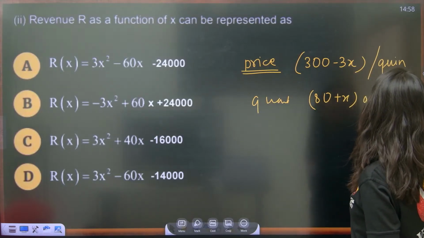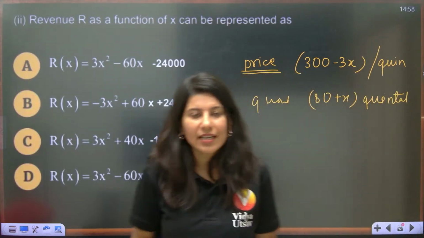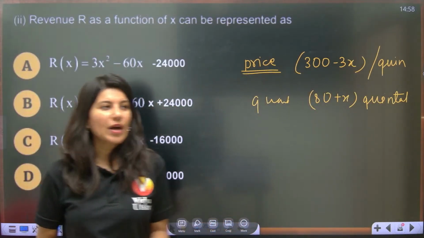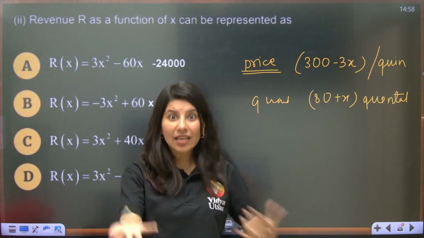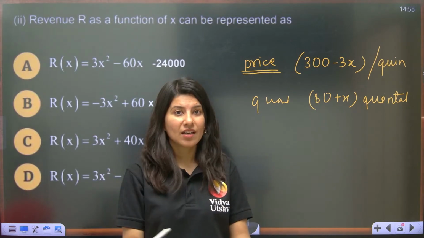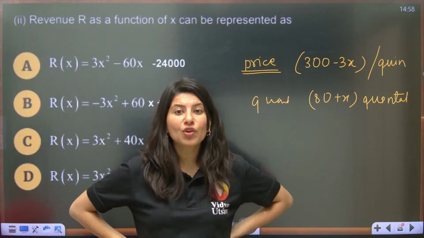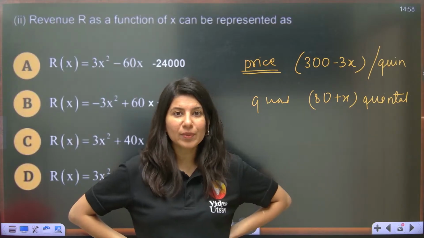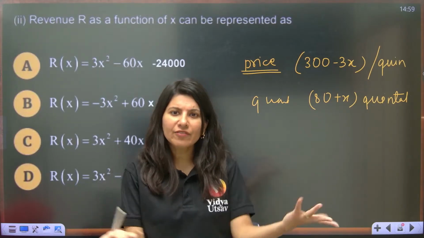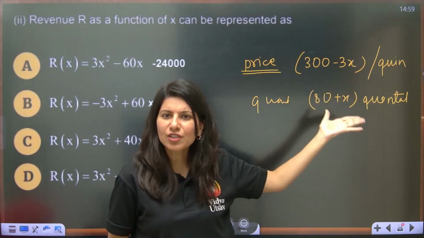Now just tell me, if I ask you a very easy question: the price of 1 pen is 5 rupees and you have 10 pens. Now the quantity is 10. What is the overall revenue if you sell it? So ma'am, 10 pens, 1 pen is 5 rupees, so 5 into 10, 50. So you just need to multiply these two functions together, right?